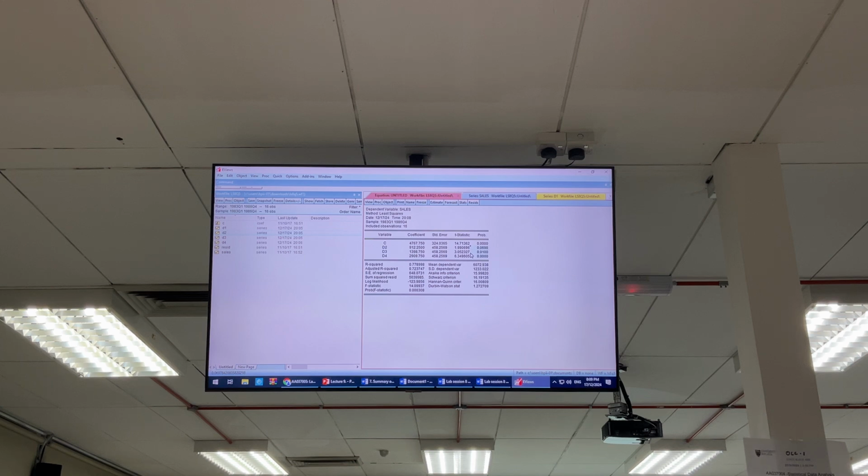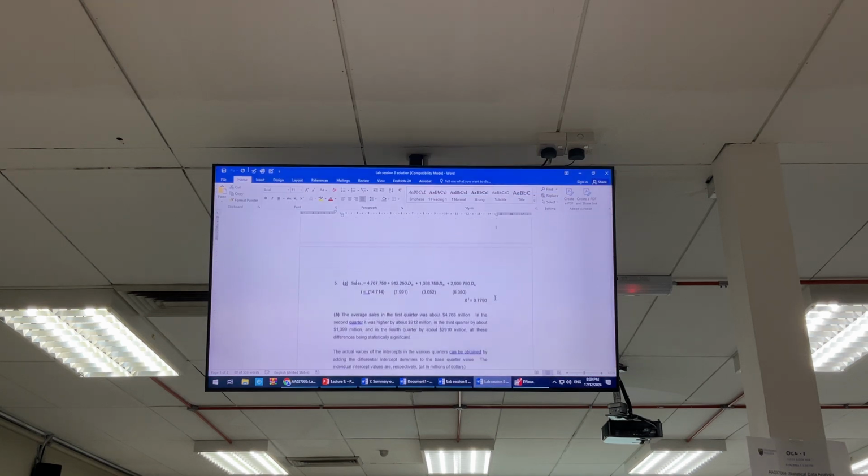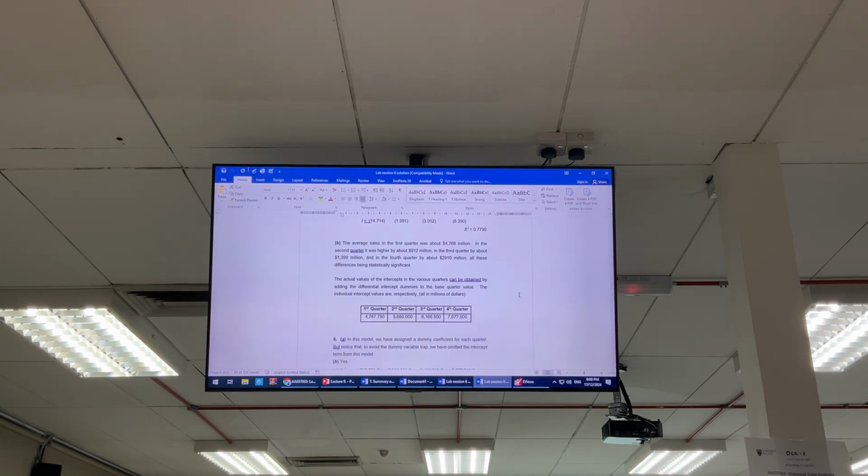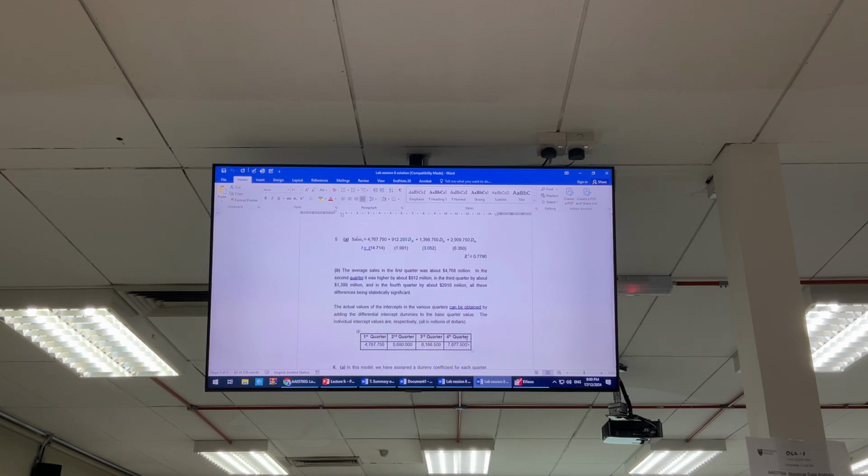So what is the interpretation of the various coefficients? The average sales in the first quarter is 4,768 million. In the second quarter it was higher by about... because the value given here represents the additional, not the whole sales estimate for the second quarter. So you say it is higher by this, as compared to the reference category. This is our reference category. For the second quarter, this one plus this one, and this represents the additional part. So higher by about 912 million.